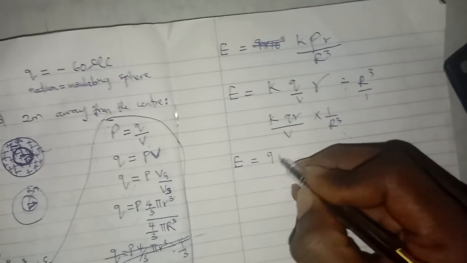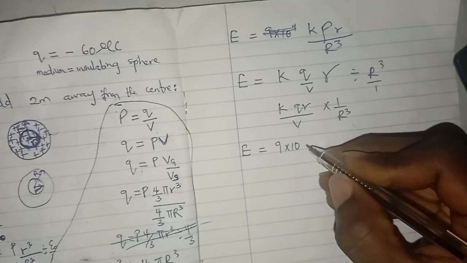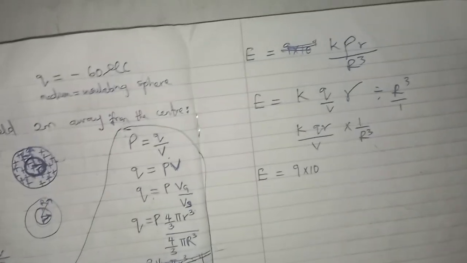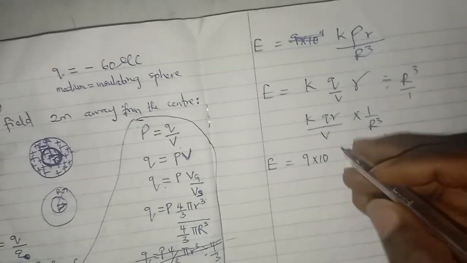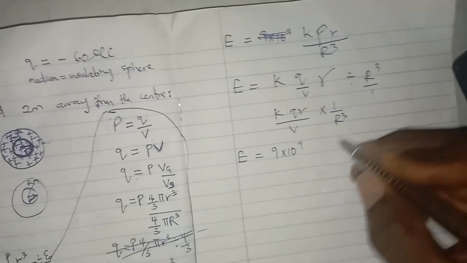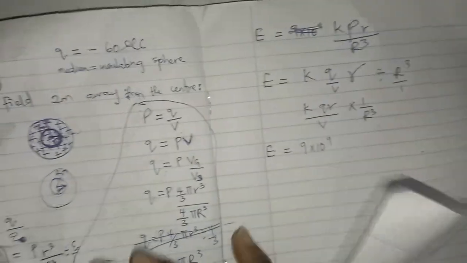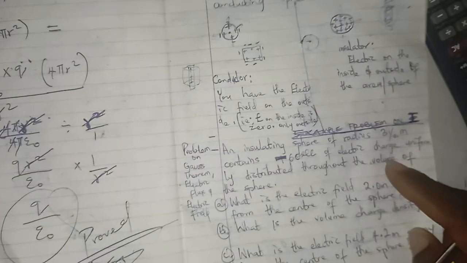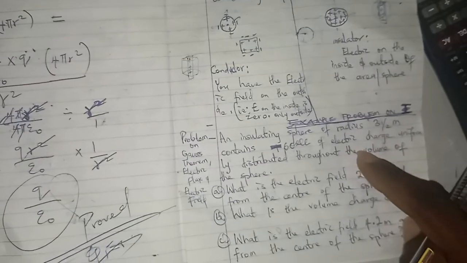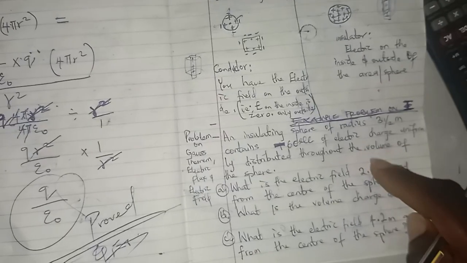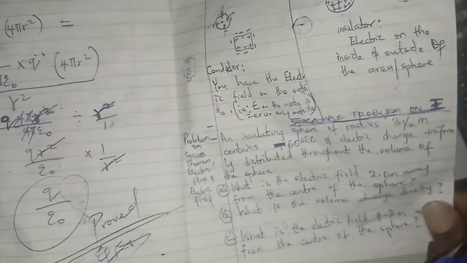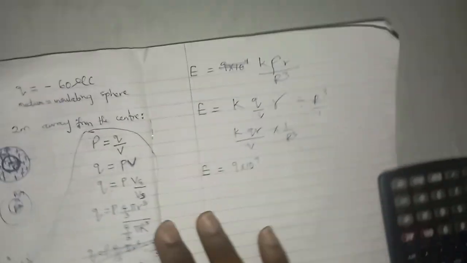So K is 9 times 10 raised to power 9. Then the charge that I'm given, away from the center. I'm told that the sphere contains minus 60 microcoulomb electric charge uniformly distributed throughout the volume of the sphere. So if I'm getting this 2 meters away, I'll use that charge.